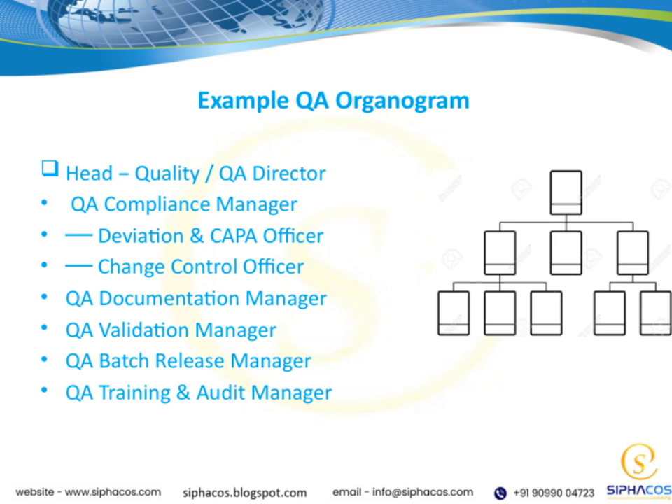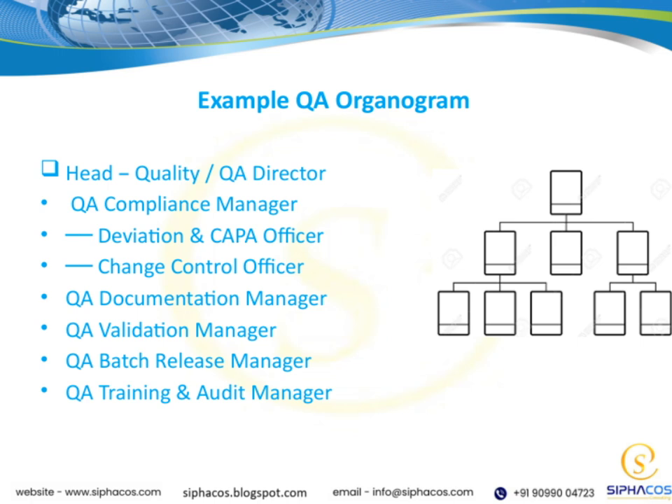For instance, we have the QA compliance manager, who ensures our processes meet regulatory standards. Next is the deviation and CAPA officer, who handles investigations into deviations and manages corrective and preventive actions. Then there's the change control officer, responsible for managing changes to processes or products to ensure they don't compromise quality.